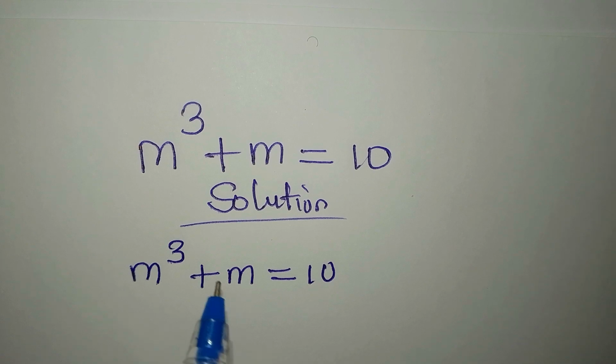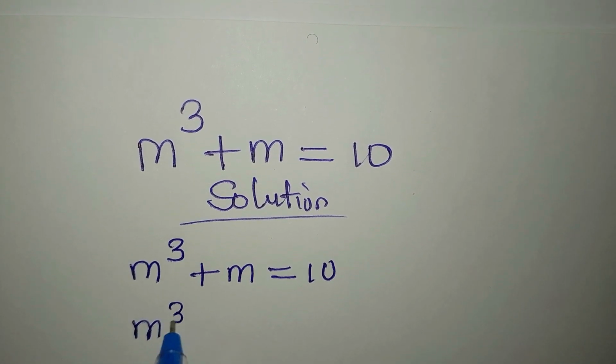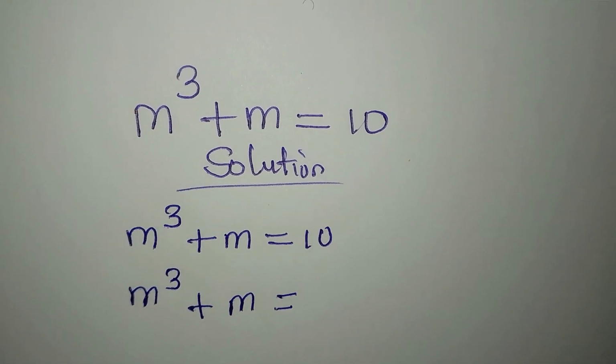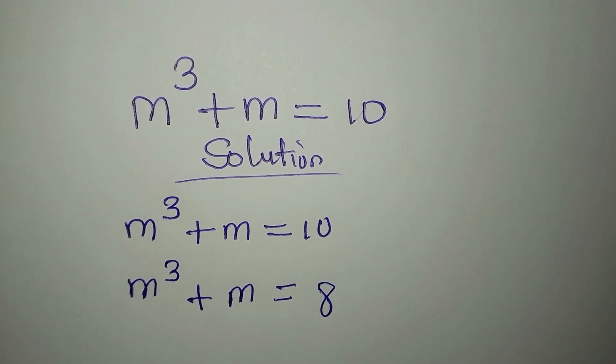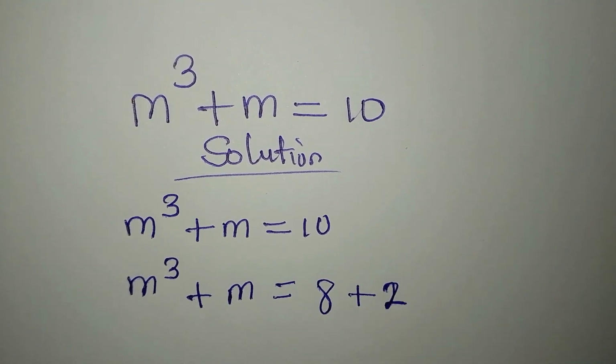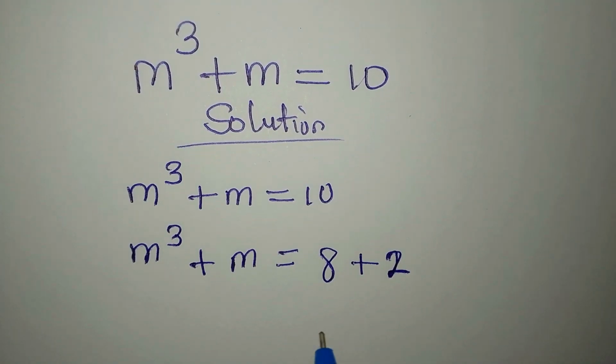What we'll do is to look at what we have on the left. We have m to the power of 3 plus m, right? Now let me bring out a number from 10 that can be written in this form. The number is 8. And if 8 comes out of 10, that means we have 2 more. Okay. Now, if we go ahead, we'll now express this in this form.